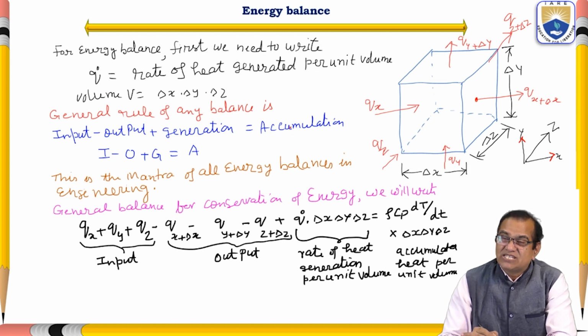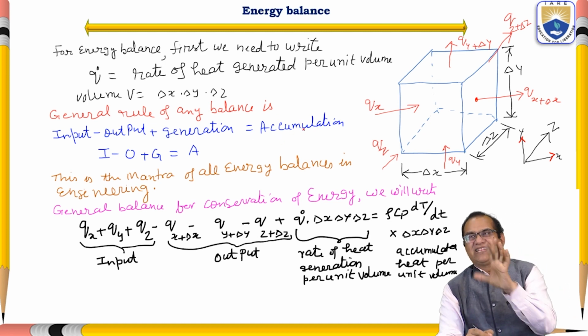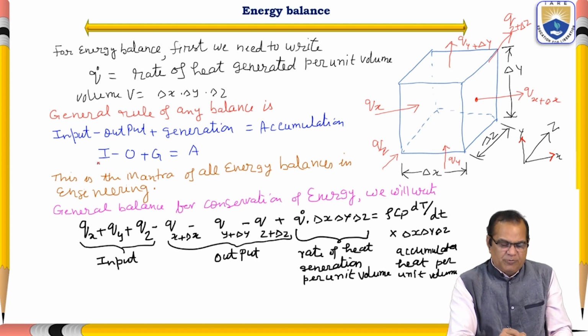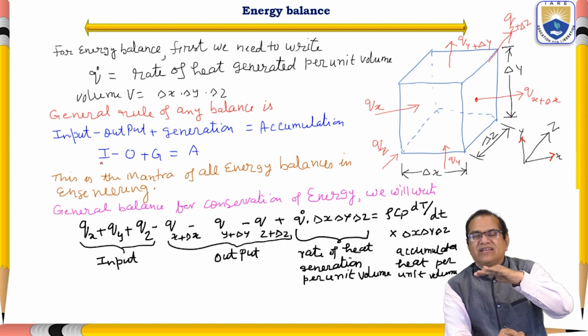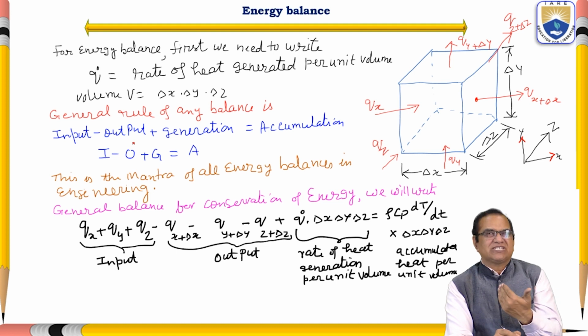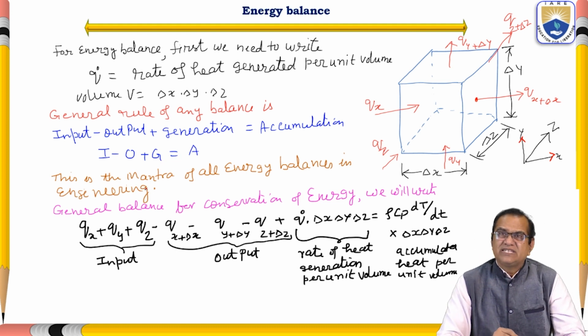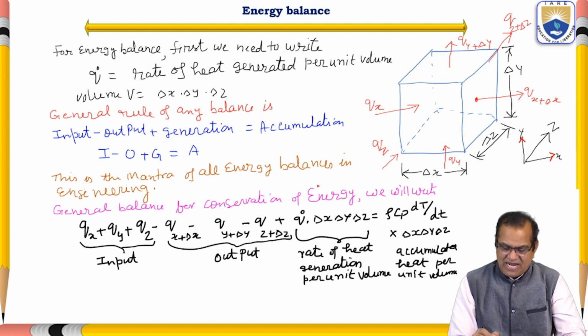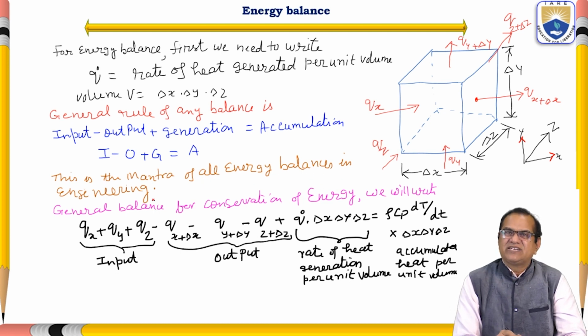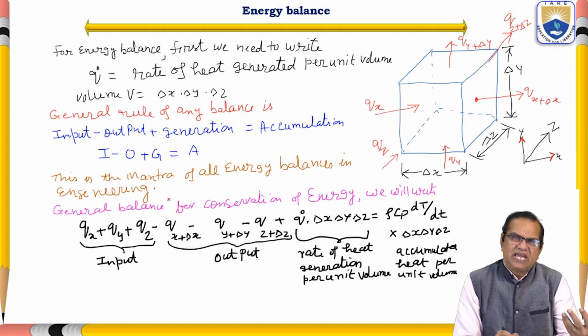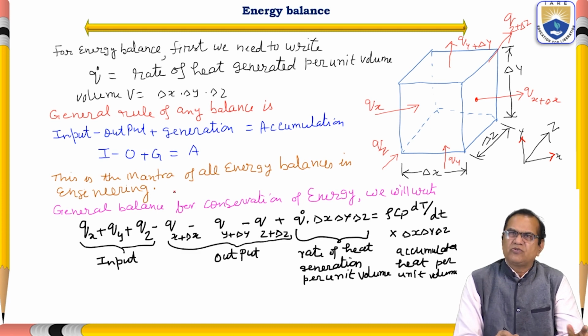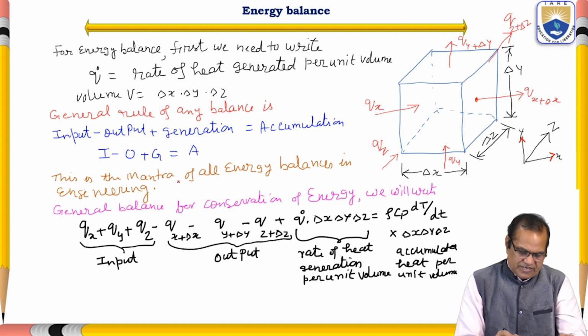Accumulation means how much is stored inside the element. Input means how much heat is entering. Output means how much is leaving, and G is for generation. This is the mantra of all energy balances in any engineering discipline. It is not only thermodynamics. In any engineering discipline, you have to use the same mantra.